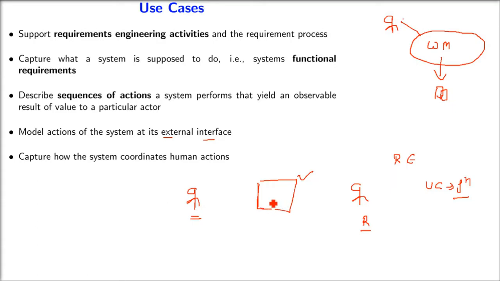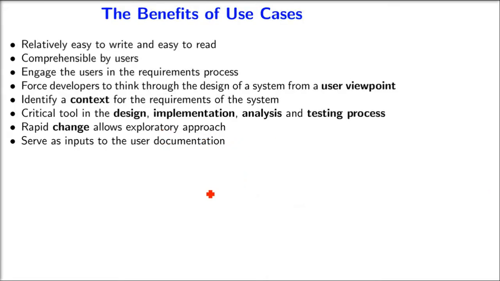And it is made for us, for human beings. Why do we want to automate things? Why are we making software? To automate human actions. So how are these human actions going to be coordinated?